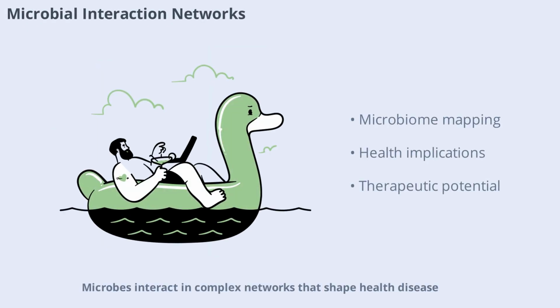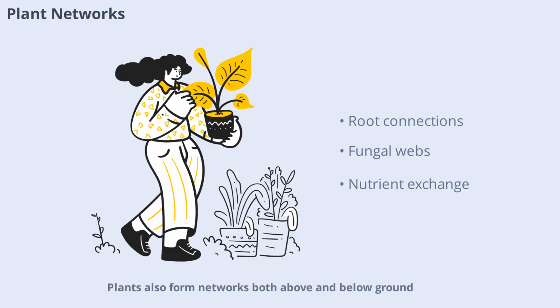Microbes interact in complex networks that shape health, disease, and environmental processes. Mapping these networks helps us understand the microbiome's role in digestion, immunity, and even mental health, opening new avenues for therapy and prevention. Plants also form networks both above and below ground. Root networks connect plants through the soil, while mycorrhizal fungi create vast underground webs that facilitate nutrient exchange. These networks are vital for plant health and ecosystem functioning.